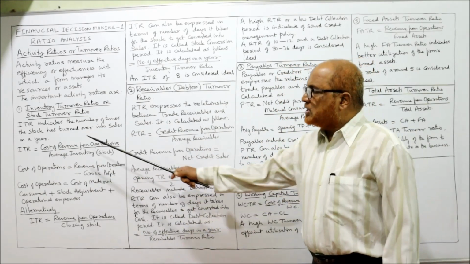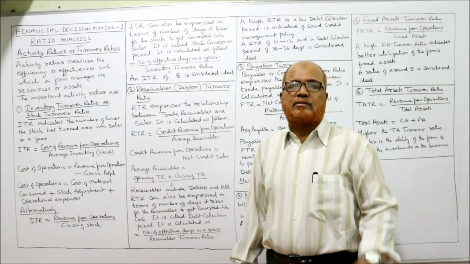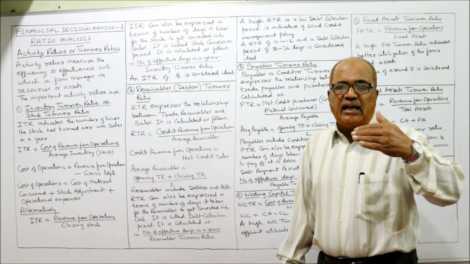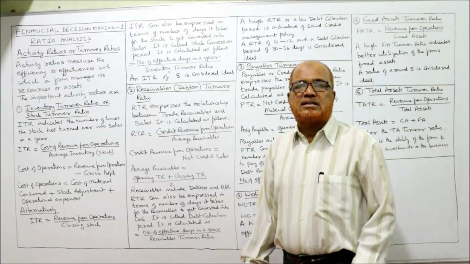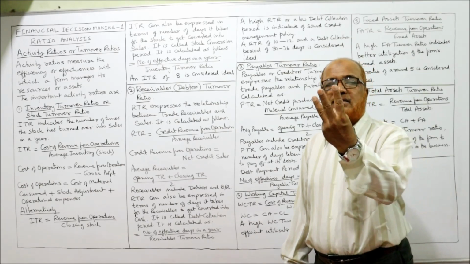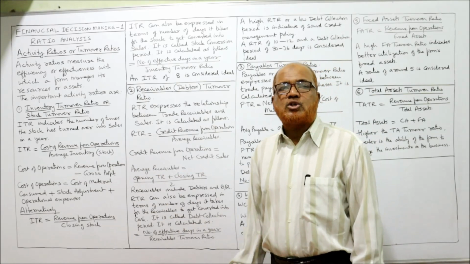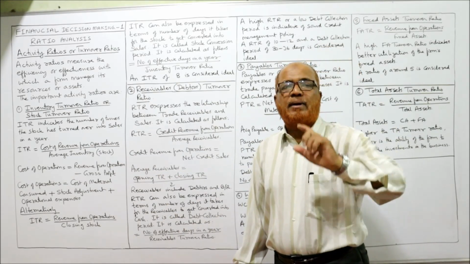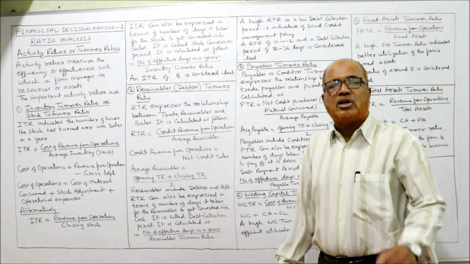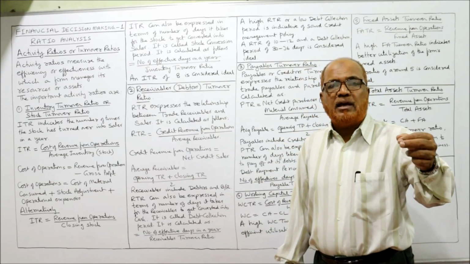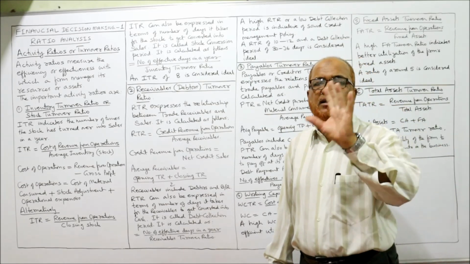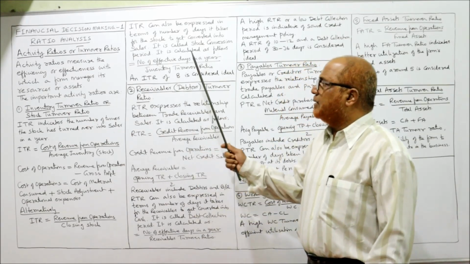Example: suppose the inventory turnover ratio you got is 10 times, and the number of effective working days in a year is 300. So 300 divided by 10 is 30 days. We got the inventory turnover ratio as 30 days, meaning we can convert our inventory into sales every 30 days. That is the meaning.